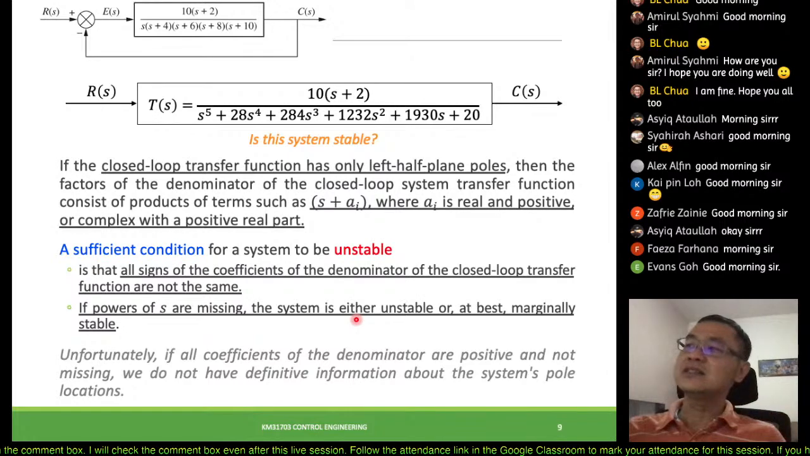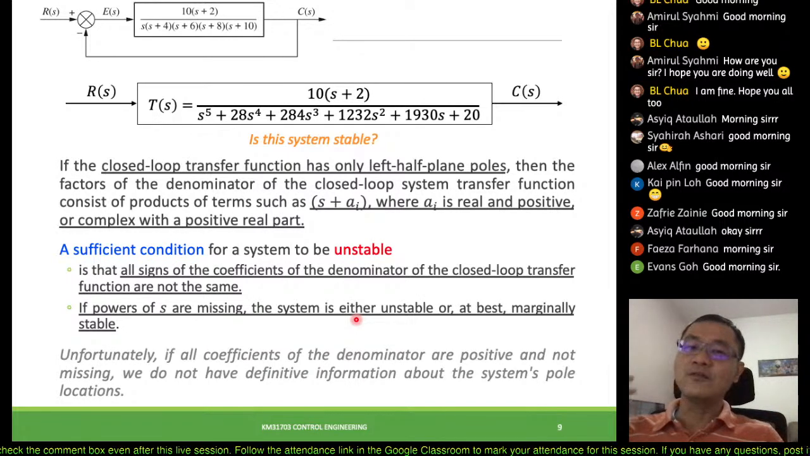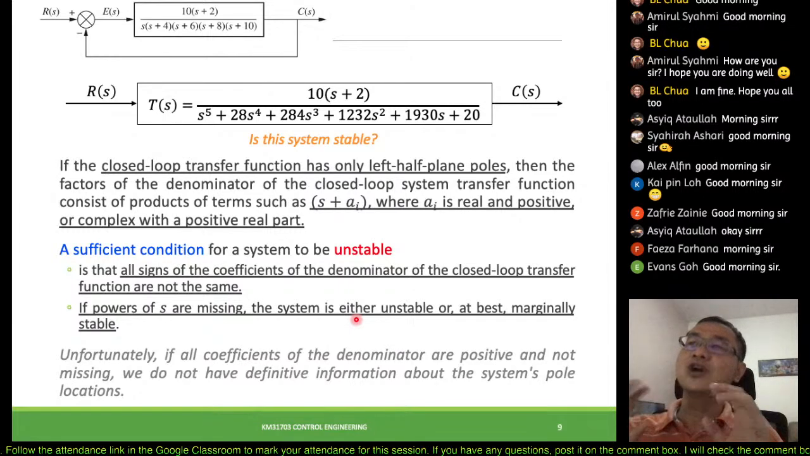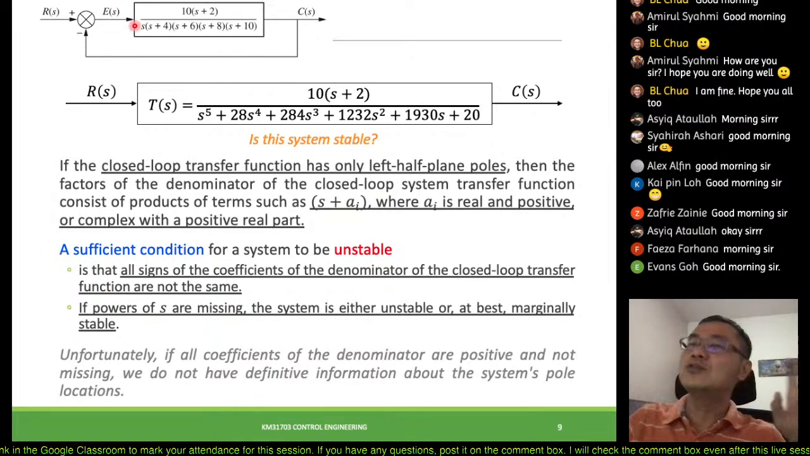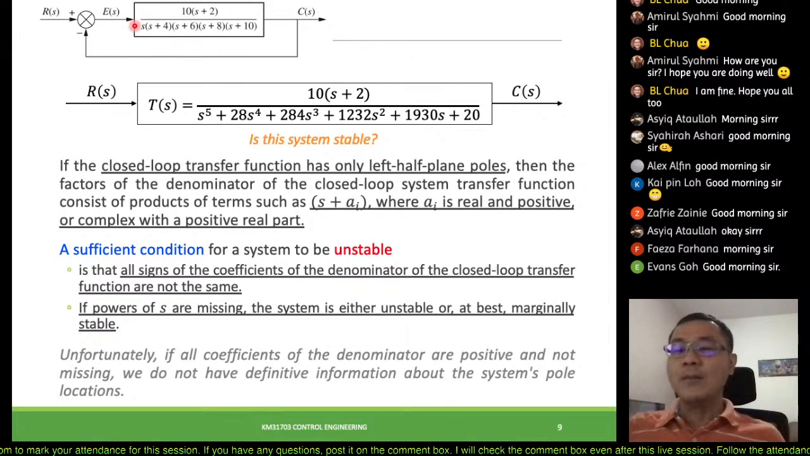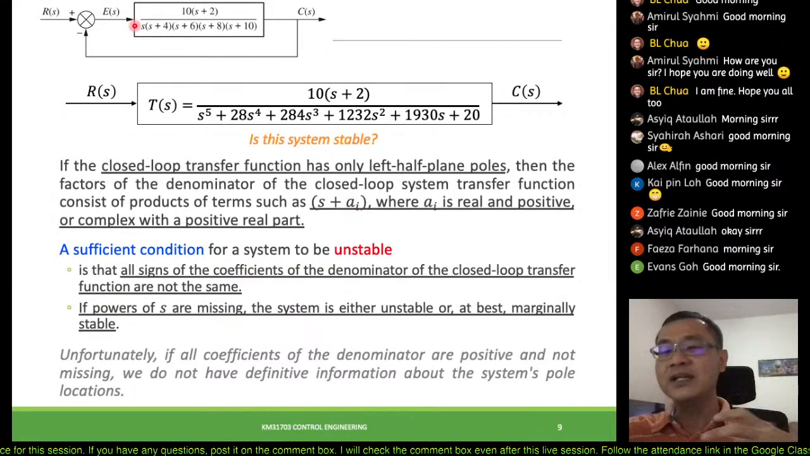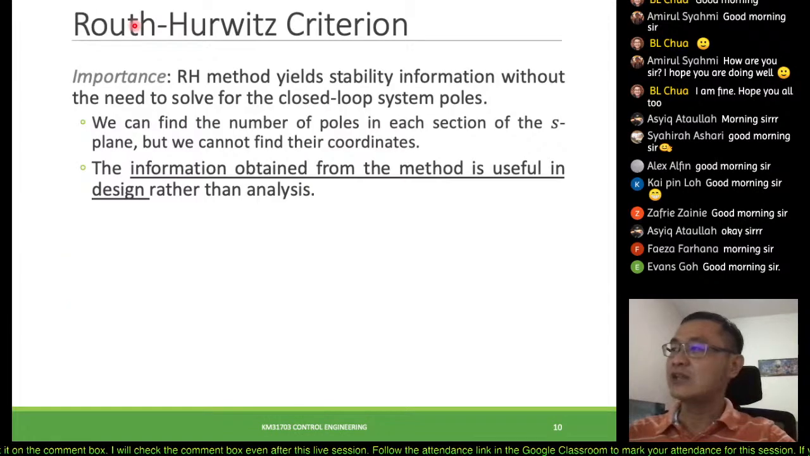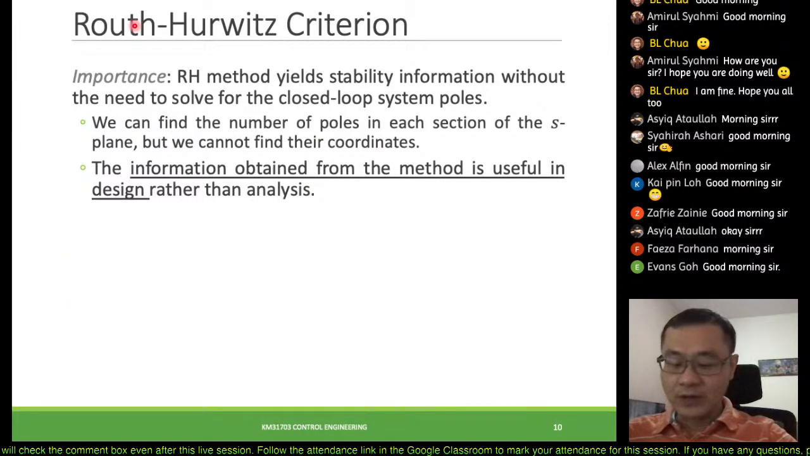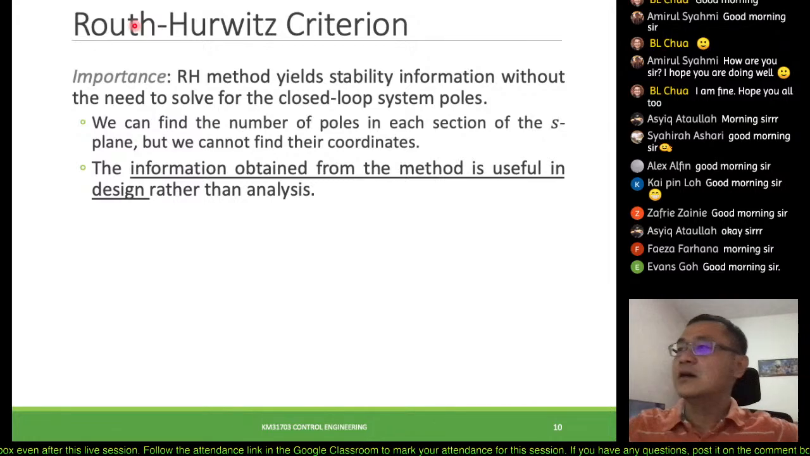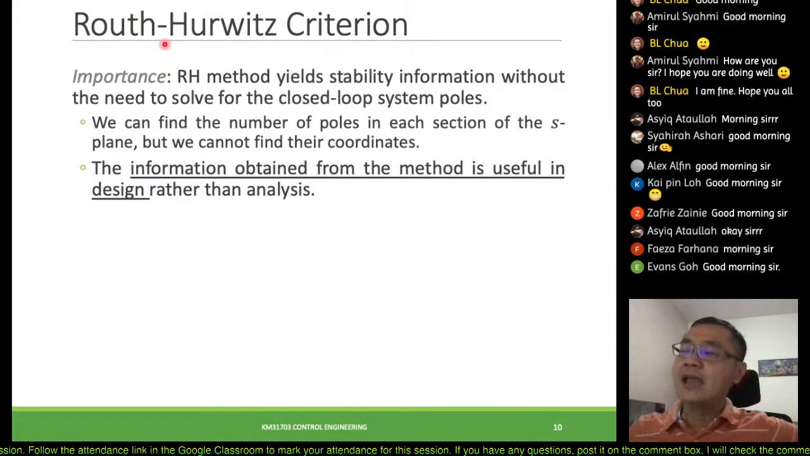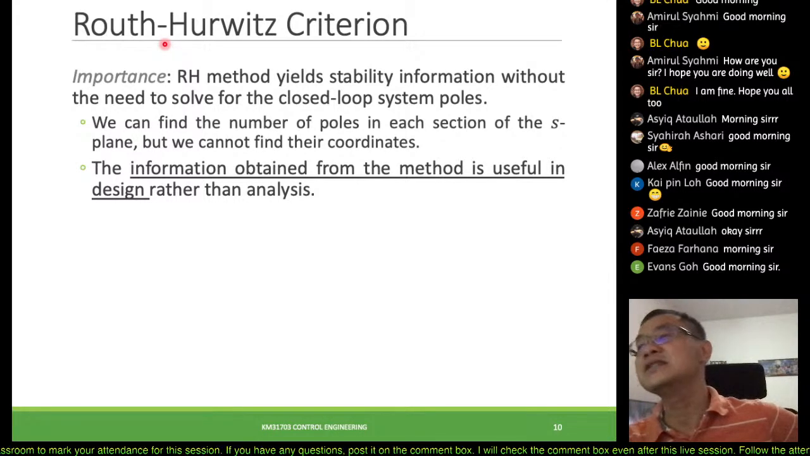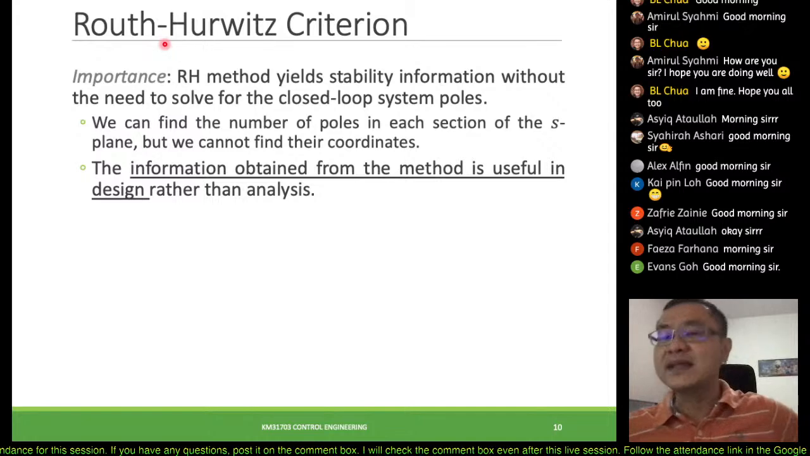Imagine this is only of order power 5. Sometimes our system continues to grow, and you have multiple block diagrams combined together, then the order will become greater and greater. Therefore this is what we intend to solve. One of the methods is called the Routh-Hurwitz Criterion method.